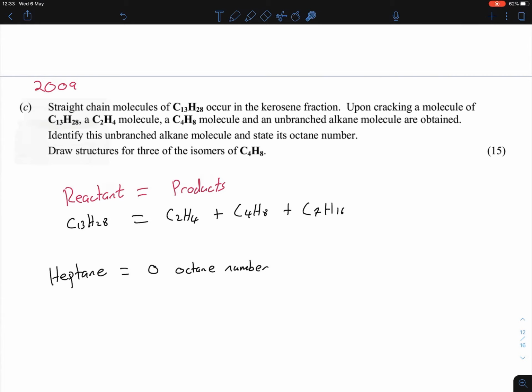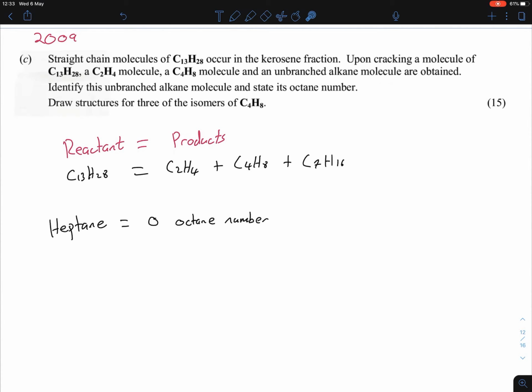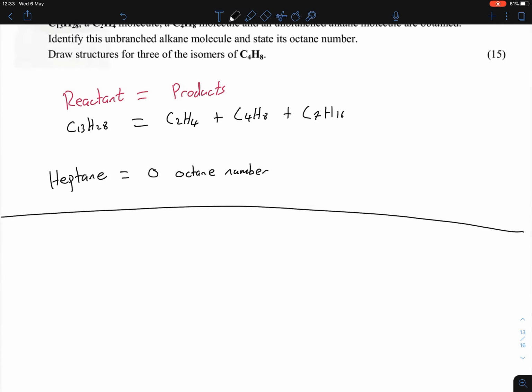And then it's asking you to draw the structures for 3 of the isomers of C4H8. Okay, so this can be a bit confusing for students sometimes. So let's have a look at that. I'm just going to separate this out now. C4H8. Well, first thing you do, draw out C4H8. So 1, 2, 3, 4. It has to be an alkene, so we'll put in a double bond somewhere.